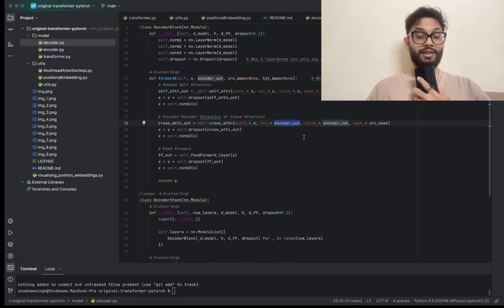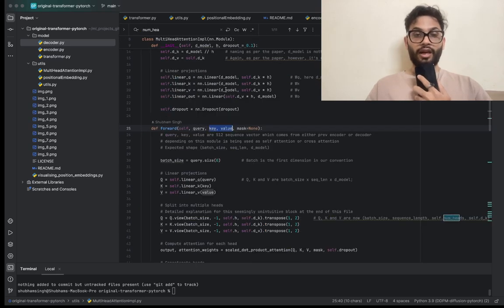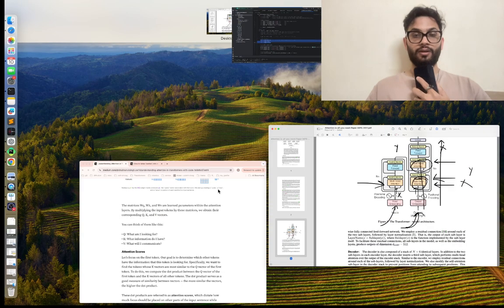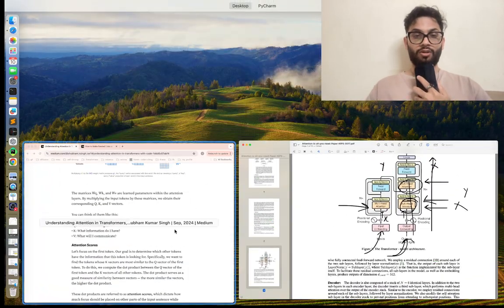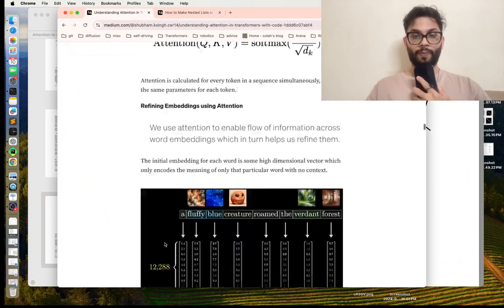So this nomenclature is very confusing. The paper has introduced this nomenclature. These are actually not query, key and value vectors. You can assume that these are the source of query, key and value vectors. And once we have these values, out of them we calculate Q, K, and V. This is something which I have talked about in detail in my blog.